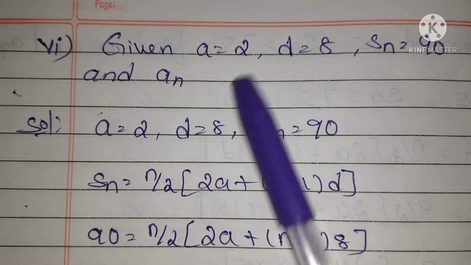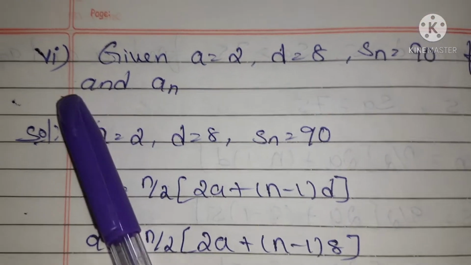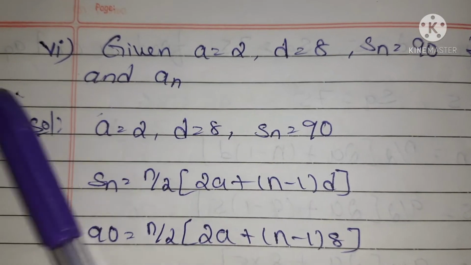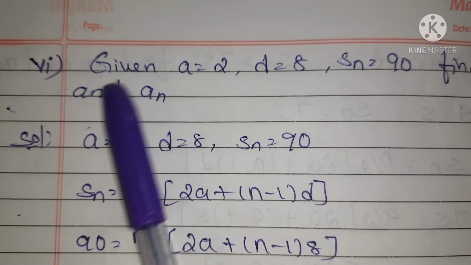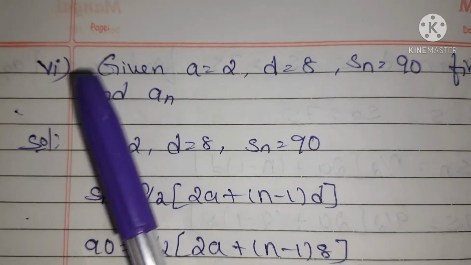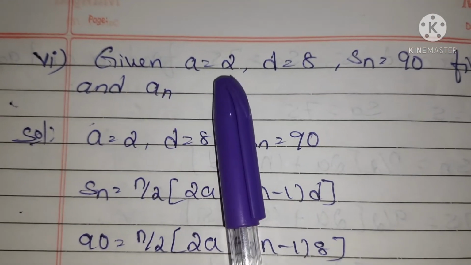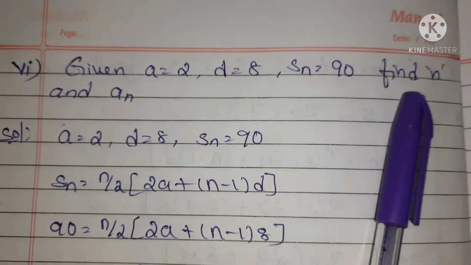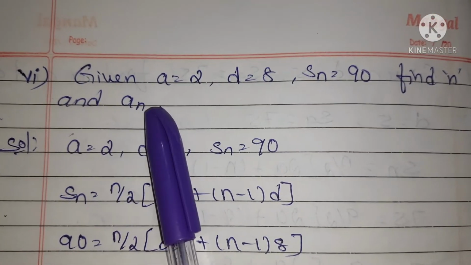Discussion, chapter 1, exercise 1.3, sixth problem. Today we are discussing exercise 1.3, sixth problem. Given a is equal to 2, d is equal to 8, Sn is equal to 90. Find n and an value.